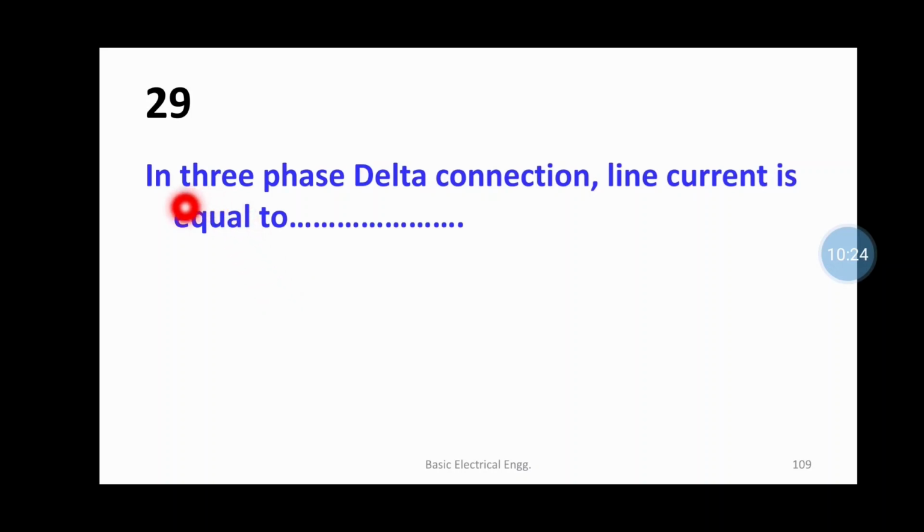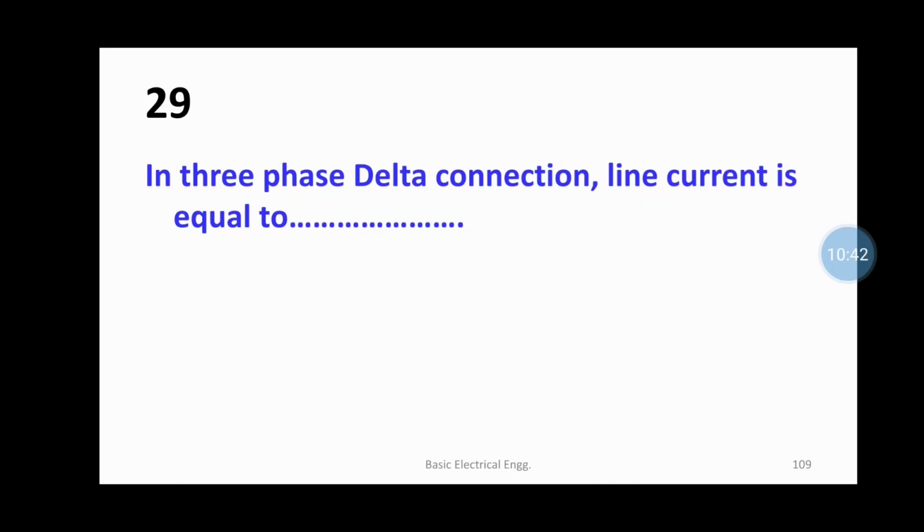Question number 29. In three-phase delta connection, line current is equal to dash. Refer to the table. If you understand the table, in three-phase delta connection, line current is equal to root 3 times phase current. Always, line current is greater than phase current in delta connection.